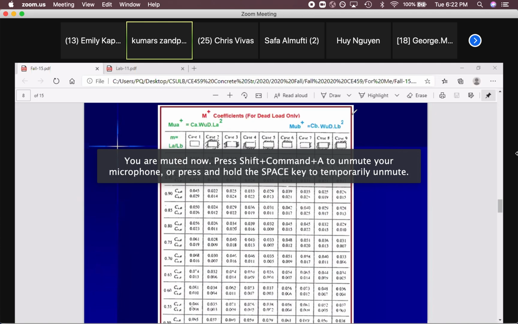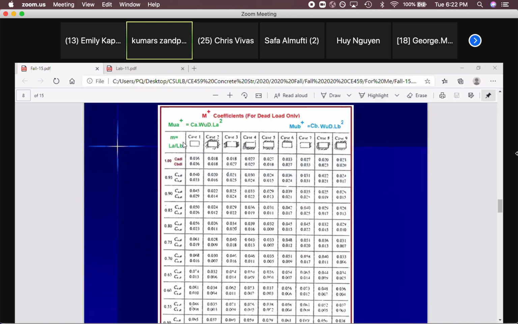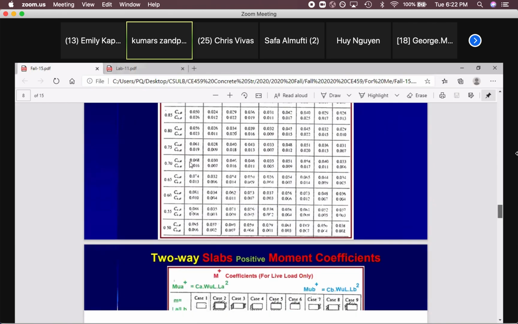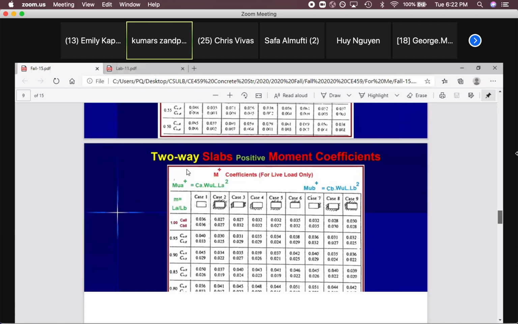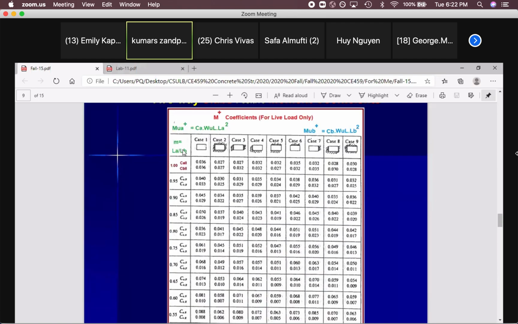Okay, so this is just for the M positive for dead load. This omega U is for the dead load only. For the live load, we have another one for M positive, CA live load, CB live load. Yeah, again, the same thing is exactly the same. All these cases are the same. When you go with case two, in all tables they are the same.